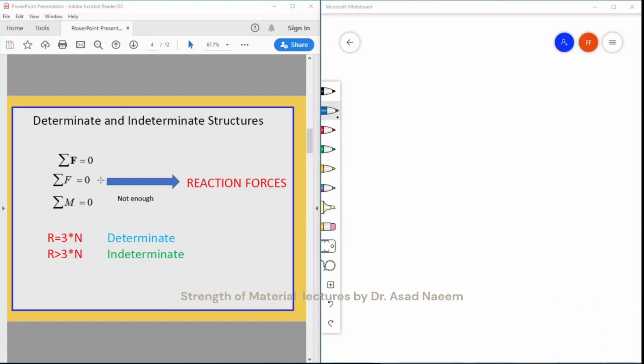indeterminate. If the reaction forces or the internal forces can be calculated using the equilibrium equations, ΣFx equal to 0, ΣFy equal to 0, or ΣMx, ΣMy, ΣMz equal to 0, then we can calculate the forces, and it will be determinate. The simple formula to calculate whether the structure is determinate or indeterminate is R equal to 3N, where N is the number of members which we have. Or when it is greater, definitely, when our number of unknown reactions is more than our equilibrium equations, then we cannot calculate the reaction forces using only the equilibrium equations.